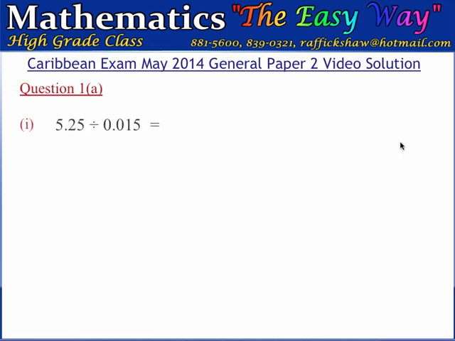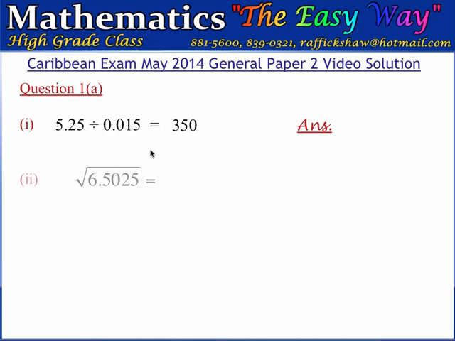Now the first part of question 1A is asking us to use a calculator or otherwise to determine the value of this division. That's 5.25 divided by 0.015. And we can just type this in our calculator, and when we do that, the result is 350. So the answer for part 1 here is 350.